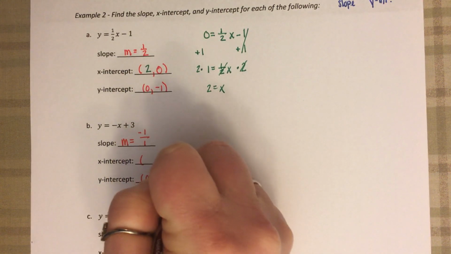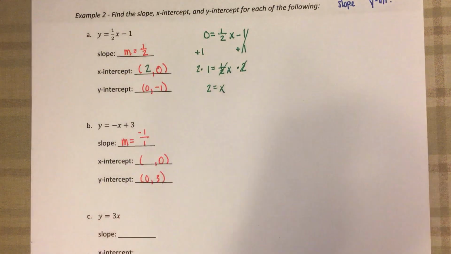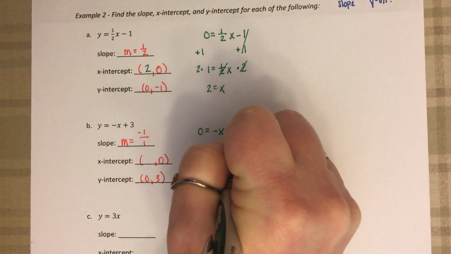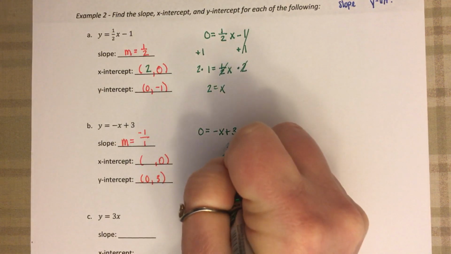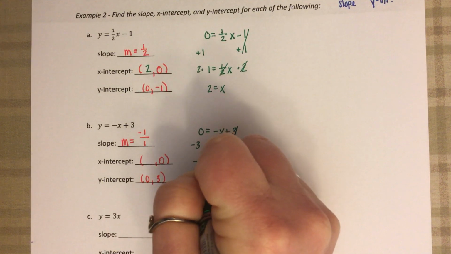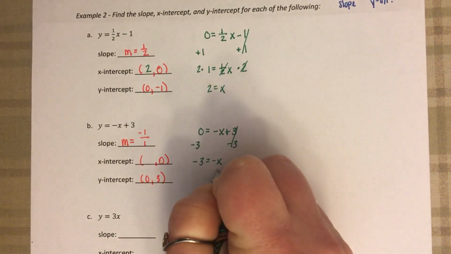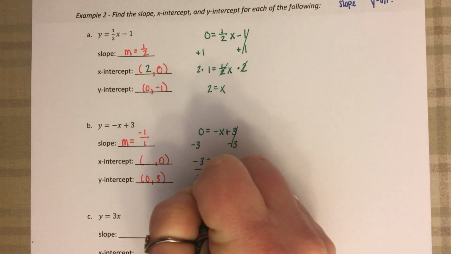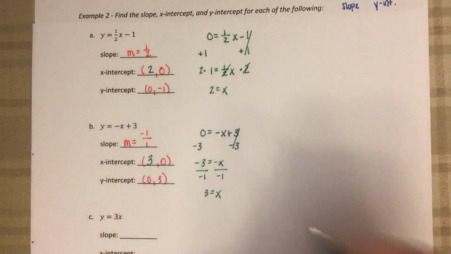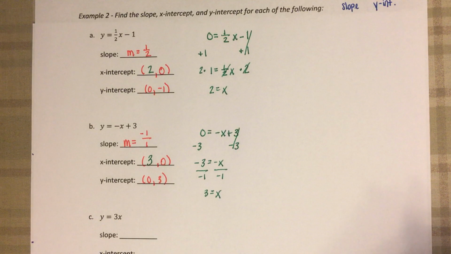Our x-intercept, we're going to plug 0 in for y and find our corresponding x. So 0 equals -x plus 3. I'm going to subtract 3 from each side. -3 equals -x. Divide by -1. x equals 3. So our x-intercept is 3, 0.